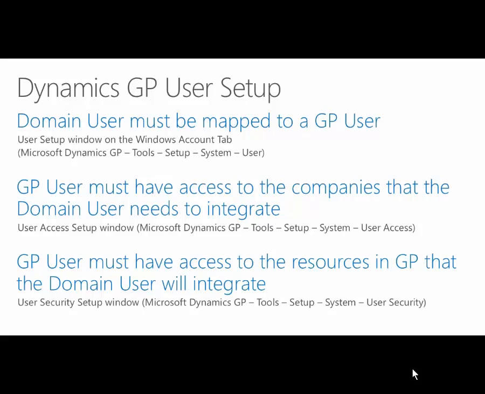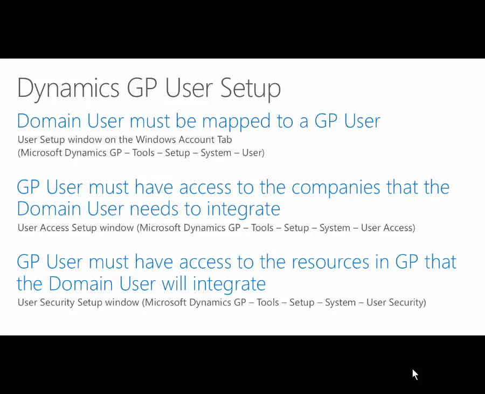So we also need to do some work in Dynamics GP. And so let's discuss the 3 items we need to do. Now that we've got that setting done in utilities, we can now map that domain user to a GP user, and we do that on the user setup window. The next piece we need to do is ensure that the GP user that we have has access to the companies that the domain user is going to need to integrate with. The last thing, the GP user must have access to the resources in GP that the domain user will integrate, and that's done from the user security setup window.